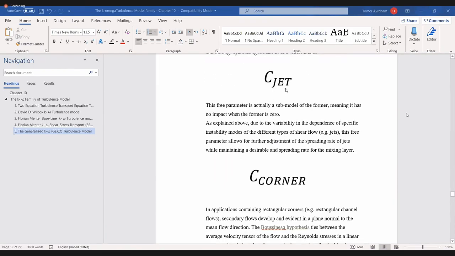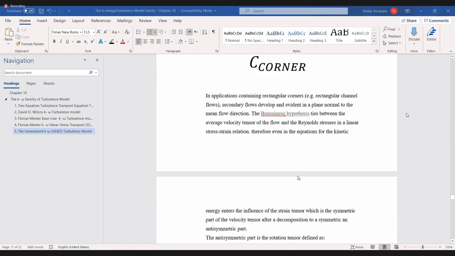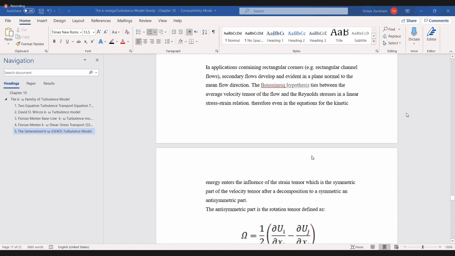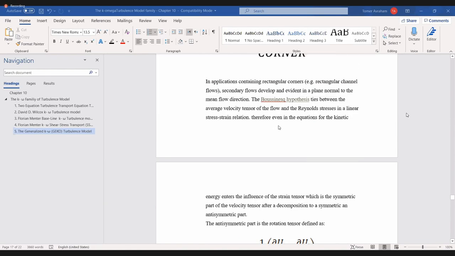There's a specific one for the round jet. There's a specific one for having a non-linear Boussinesq hypothesis that you can have here. A non-linear stress-strain relationship.